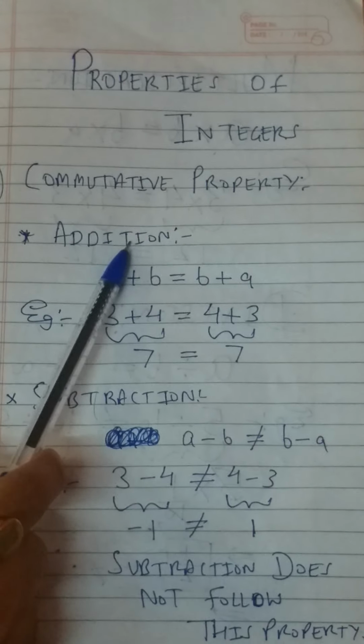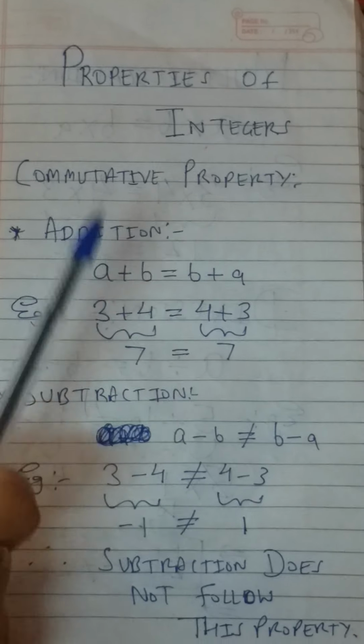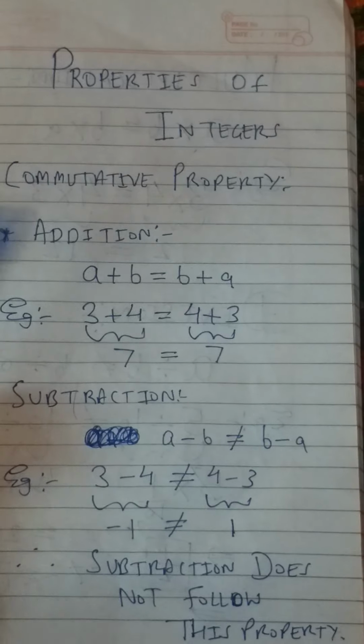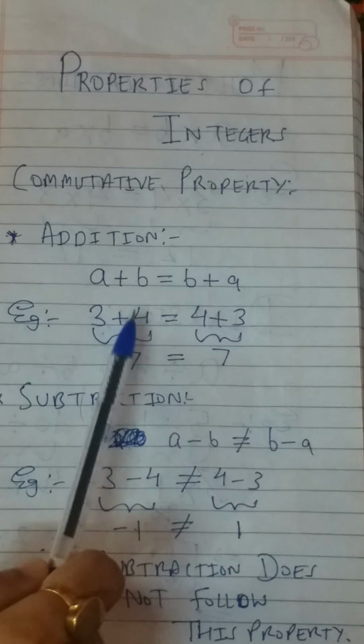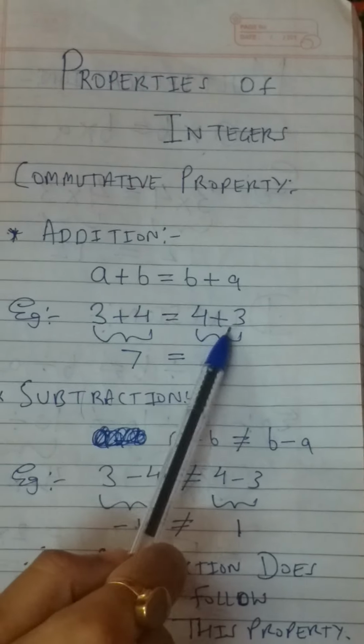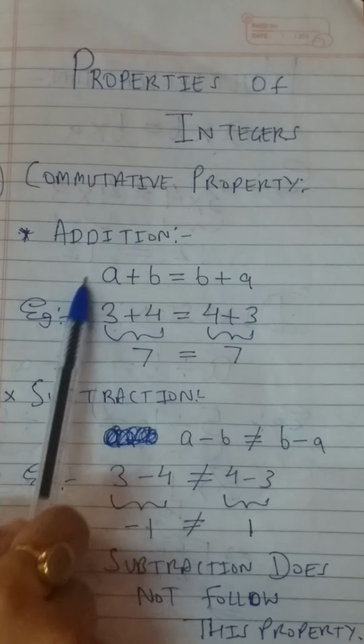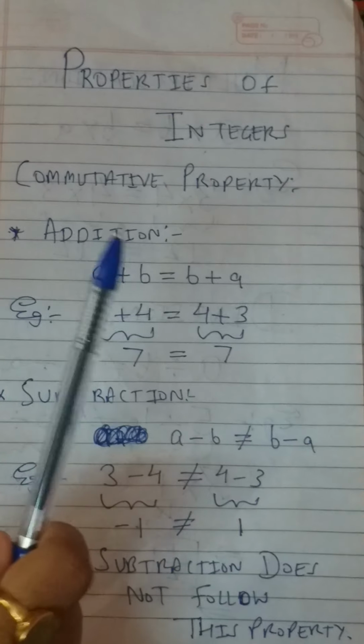In addition, what the commutative property says is that a plus b equals b plus a, where a and b both are integers. For example, 3 plus 4 is 7 and also 4 plus 3 is also 7. So 7 is equal to 7. Thus commutative property is followed by addition.